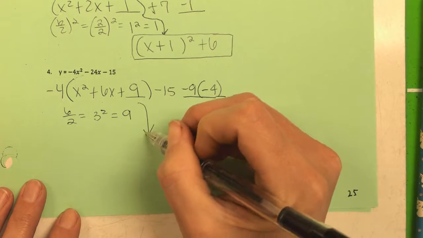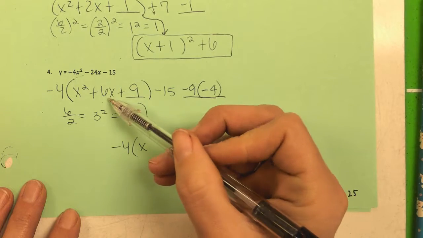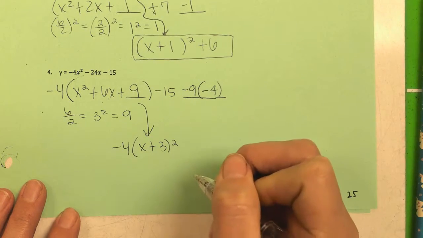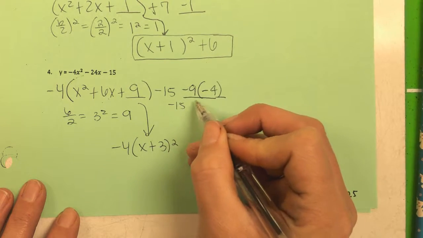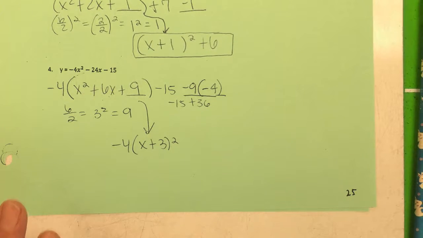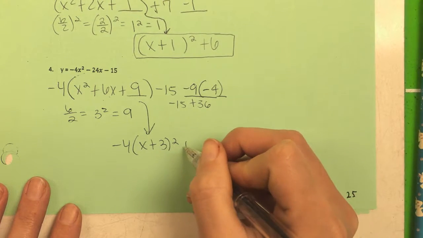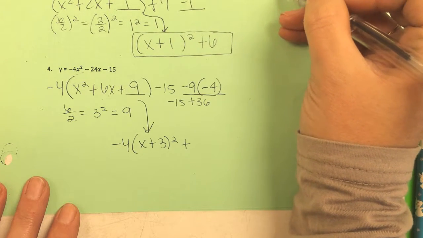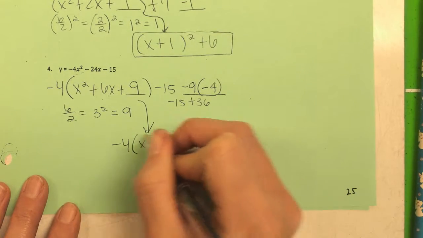So now let's just clean it up. We'll have negative 4 x, and then 6 divided by 2, that's going to be a plus 3 squared. Right here we have negative 15. 2 negatives make a positive 36. So 36 minus 15 is going to be a positive 21.